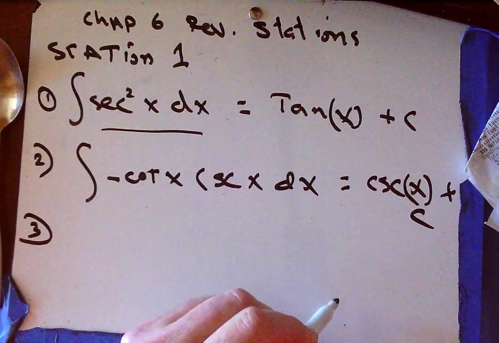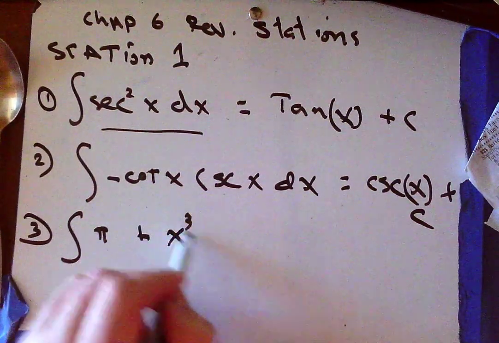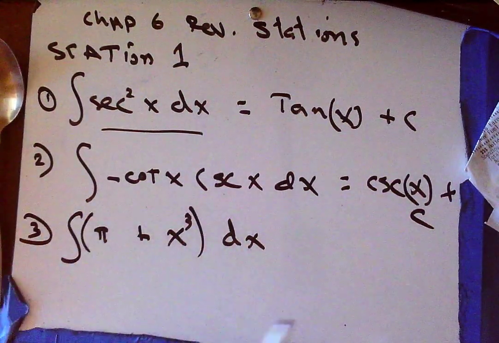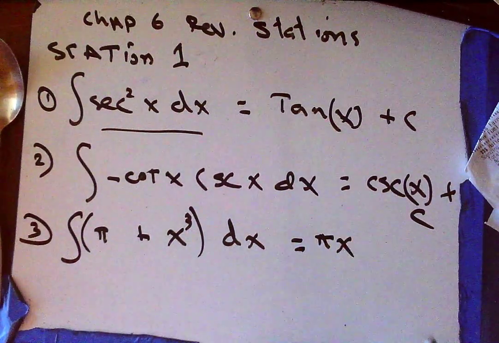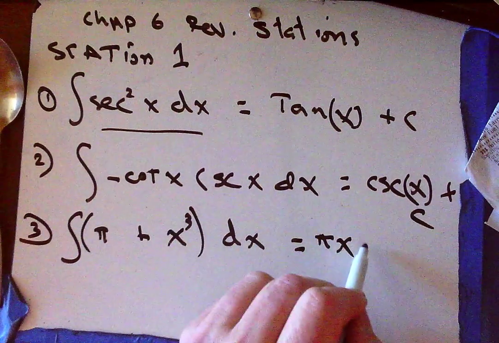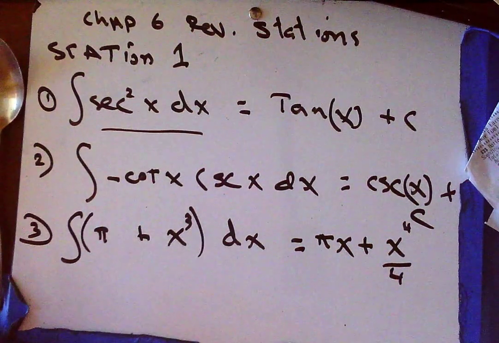3, pi plus x to the third dx. All right, so antiderivative of a constant is a constant times x, and the antiderivative of x to the third will be x to the fourth over 4.